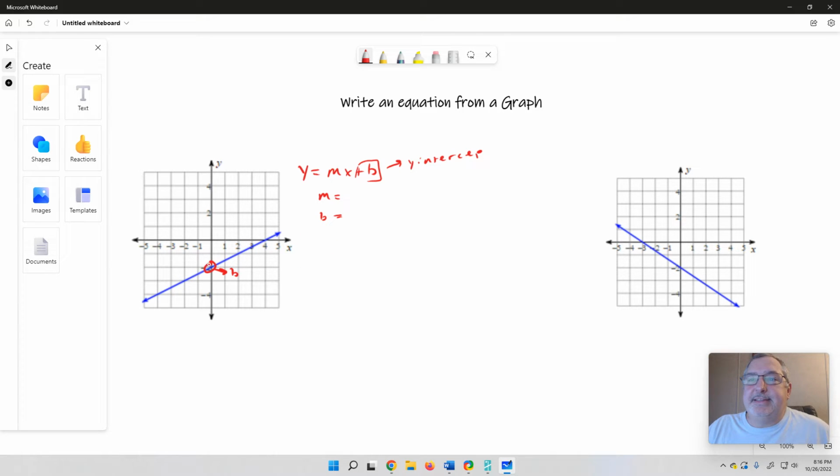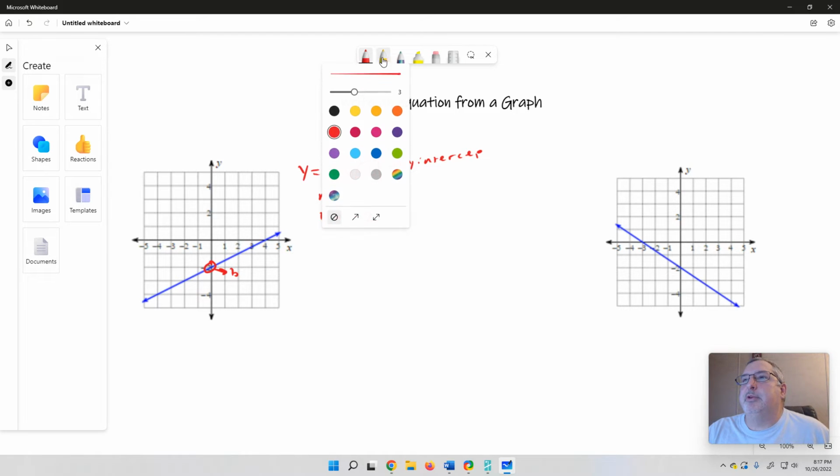So in this case, for this problem right here, b is -2. Make sure your signs are correct. If it's below the x-axis, it's negative. If it's above, it's positive. Now all you got to do is find one additional point. So we're going to find one additional point.